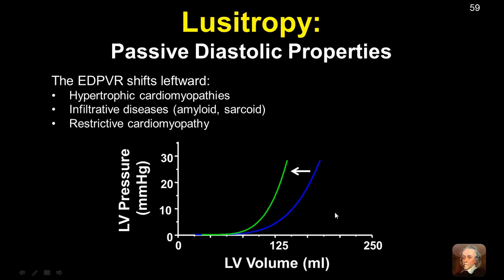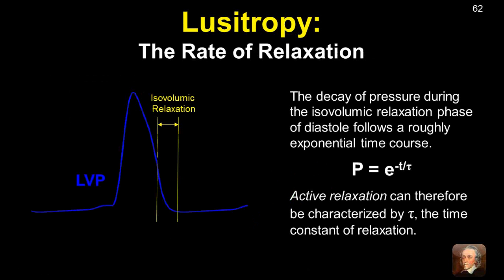There's a lot of focus on how this relationship shifts and what the impact of those shifts is on cardiovascular performance. Now, relaxation has two components. One is the end diastolic pressure volume relationship, which describes the extent to which the heart can relax. But there's another important aspect of diastole, which is the rate at which the heart relaxes.